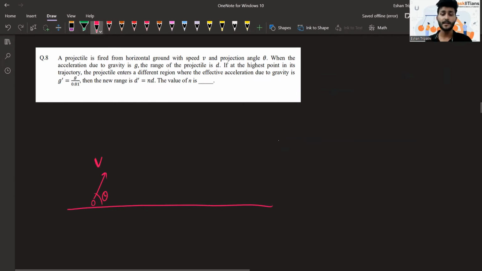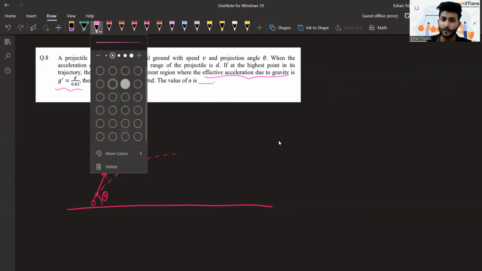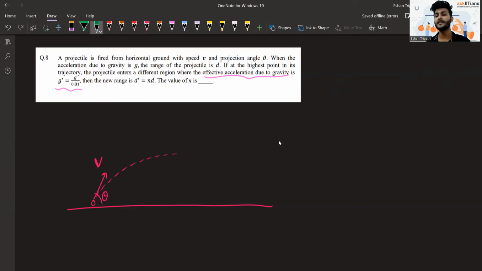And it says that it goes up. And when it was at the topmost point, at that time it enters from gravity into some other region which has a little different acceleration due to gravity, where the effective acceleration due to gravity is a little more than g. Like g divided by 0.8, a little more than g. So we are supposed to find the total range of this motion. Now, the original range is given as d.